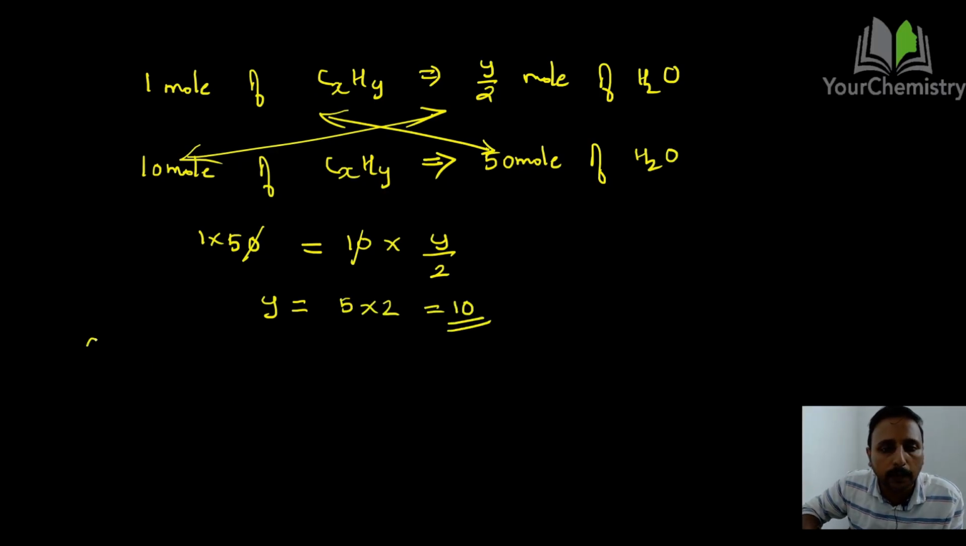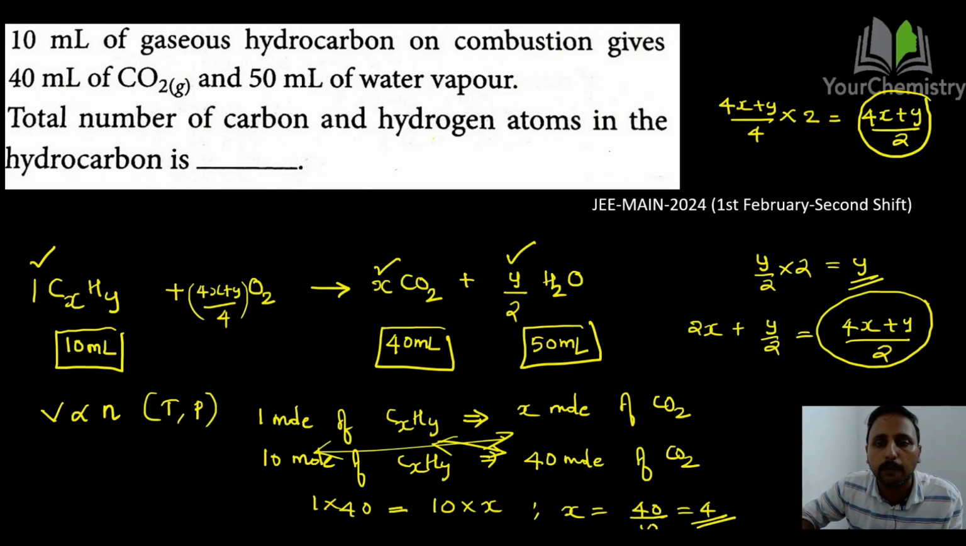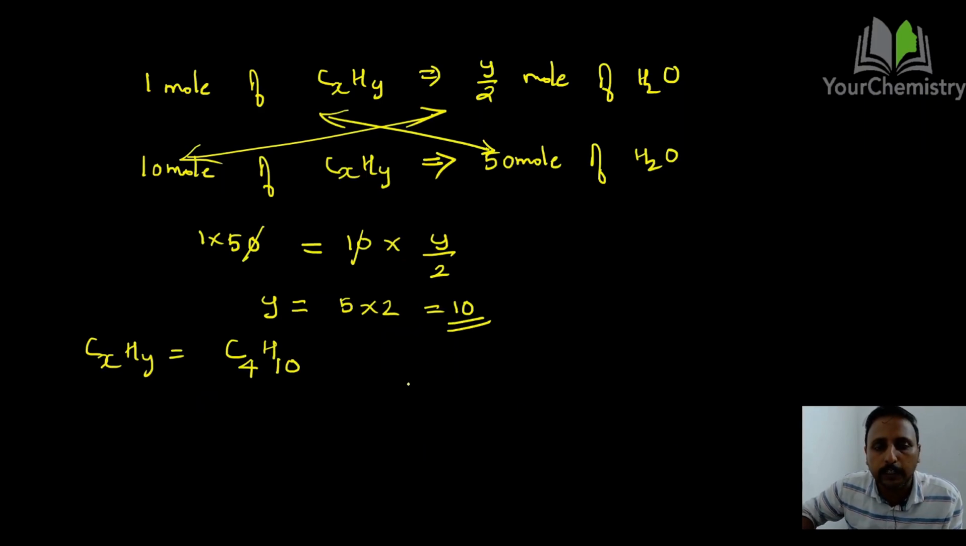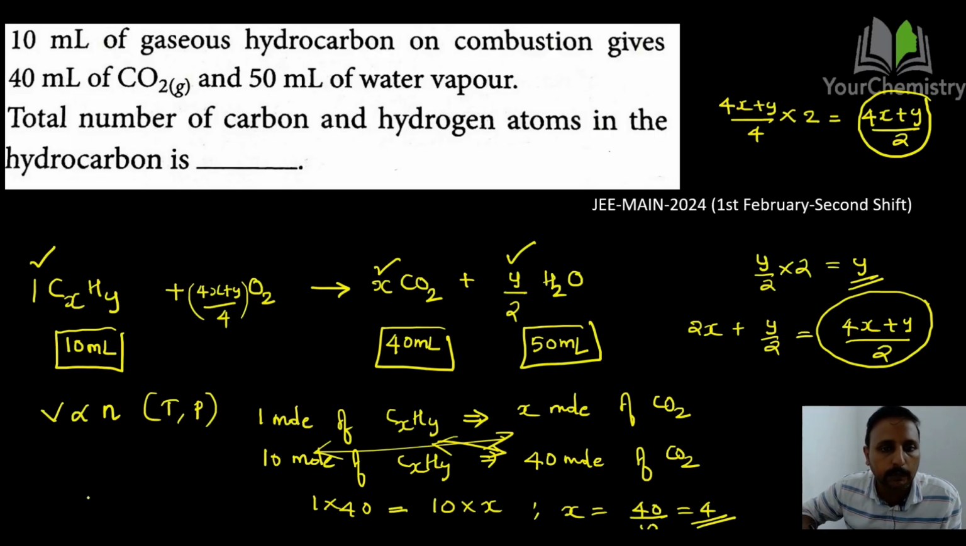So what is the formula? CxHy, x we got as 4 and y is nothing but 10. So C4H10. They are asking in the question, what is the total number of carbon and hydrogen atoms? So 4 plus 10, which is equal to 14. So the answer of this question is 14. Understood? I hope this is clear. Shall we go to the next question?